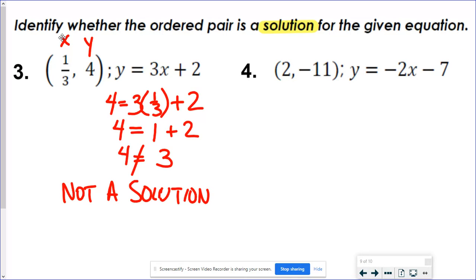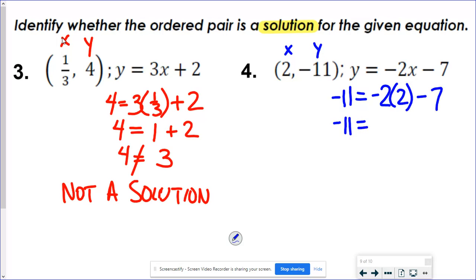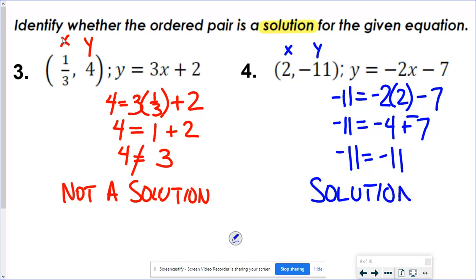If I try this one, 2, -11, here's x, here's y, I'll have -11 equals -2 times 2 minus 7. -2 times 2 is going to be -4. And I would do a keep, change. I get -11 equals -11. So that one's, yes, it is a solution. Which really means if I had graphed that line, the point 2, -11 would be on that line.